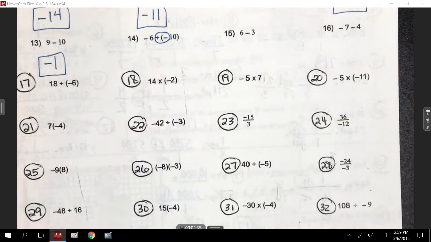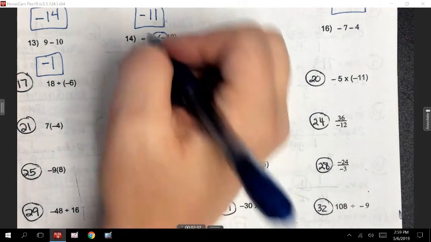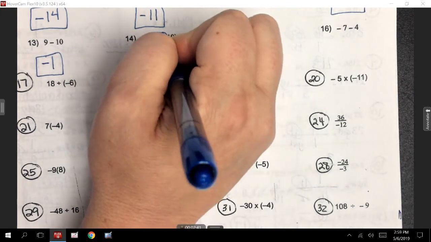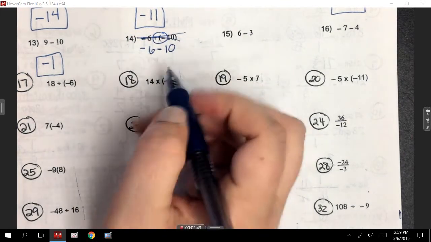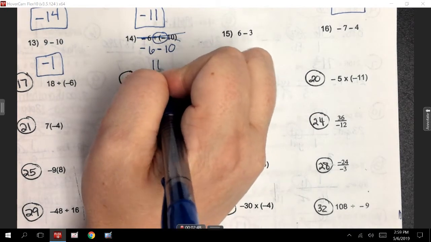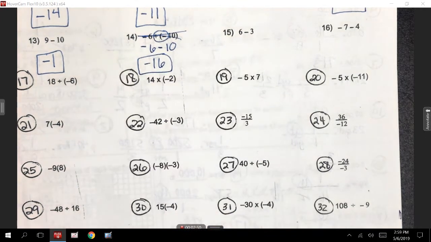All right, I'm going to circle my double sign here. I have -6. Double sign, they're different, so it's -10. Now that I have a new problem, they have the same, so I'm going to add them. 6 and 10 is 16. We keep the negative with it because 10 is bigger.